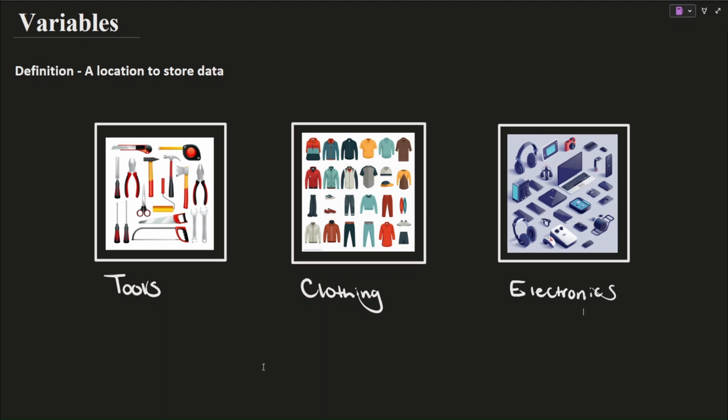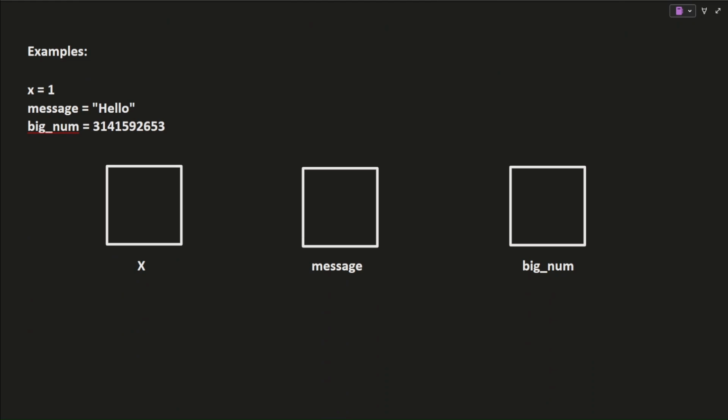So let's take the same concept and think about it in terms of programming. We have x is equal to 1, message is equal to hello, and big num is equal to that big number, 314159263. To the left of the equal sign, we have the name of the variable. If you think about our other example, this will basically be the name of the box. So the names of the boxes are x, message, and big num. To the right of the equal sign is what we're going to put in each of the boxes.